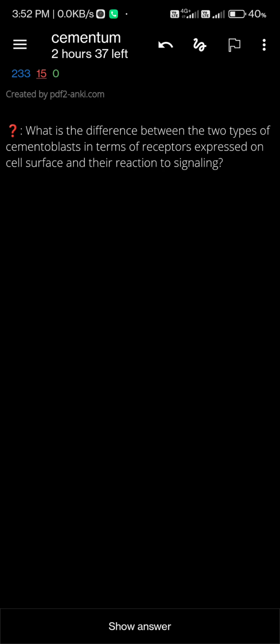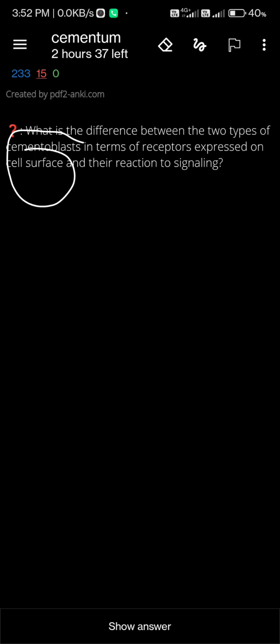There are two types of cementoblast in terms of receptors expressed on cell surface and their reaction to signaling.